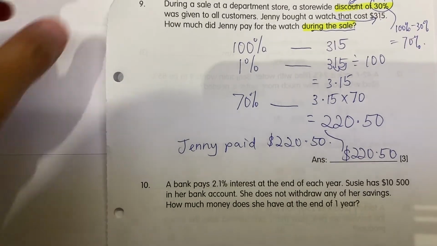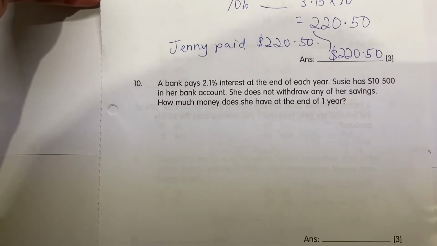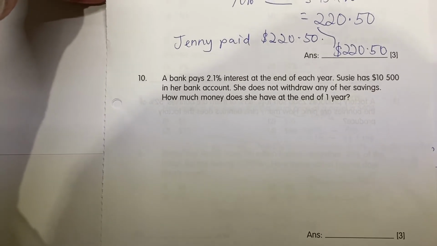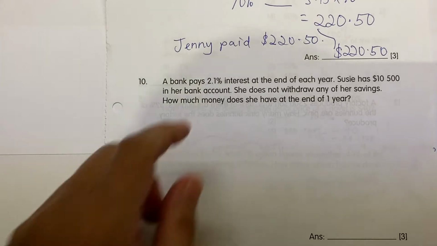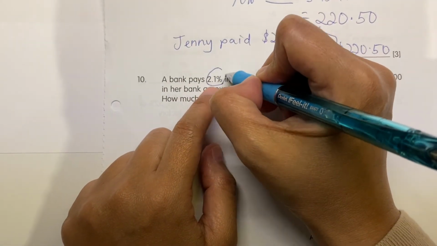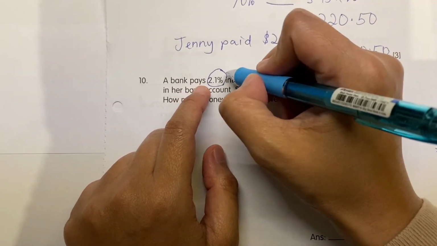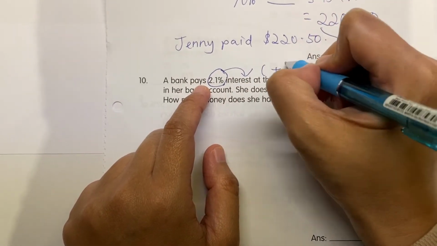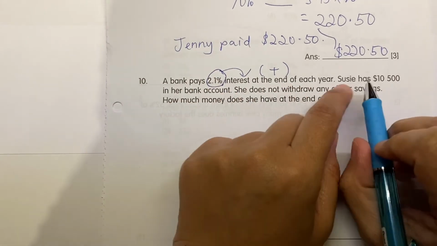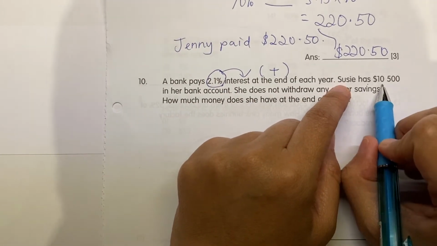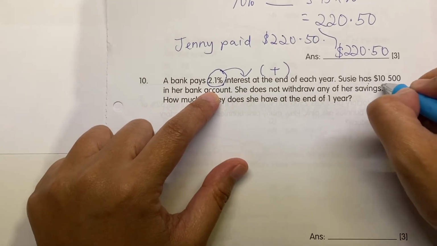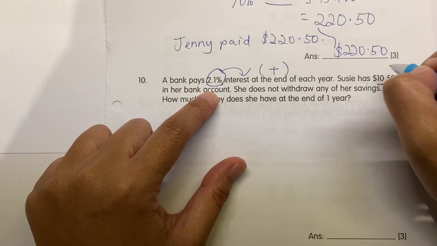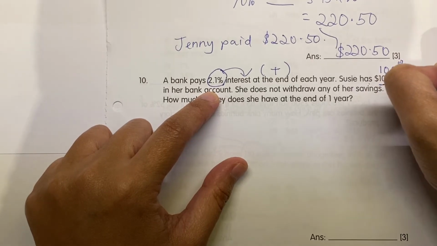All right, let's move on to question 10. A bank pays 2.1% interest at the end of the year. So this 2.1% interest is paid by the bank, and anything paid as interest is a plus. Susie has $10,500 in her bank account. This is the total amount she had, which means that's 100%.